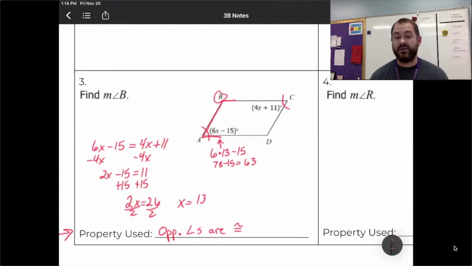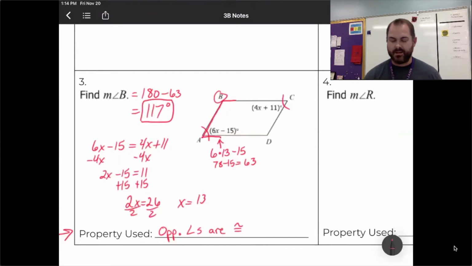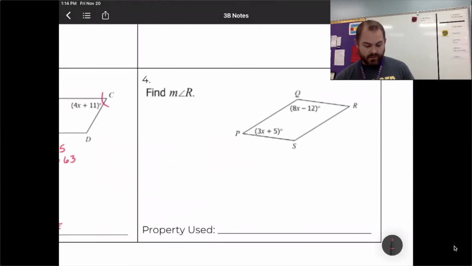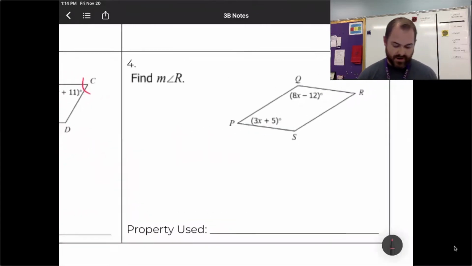We get the measure of angle A is 63 degrees. So the measure of angle B is 180 minus 63 degrees, or 117 degrees. Okay, let's try another one. All right, here we're asked to find the measure of angle R.